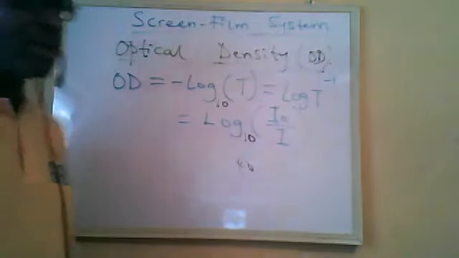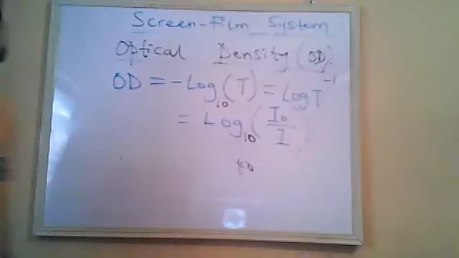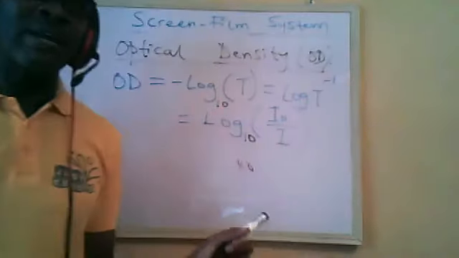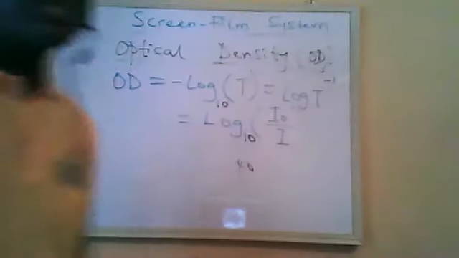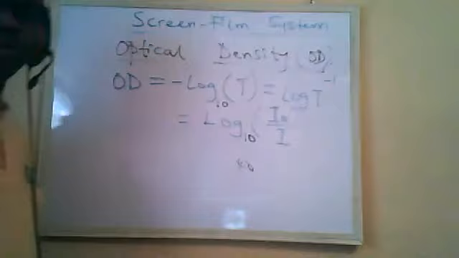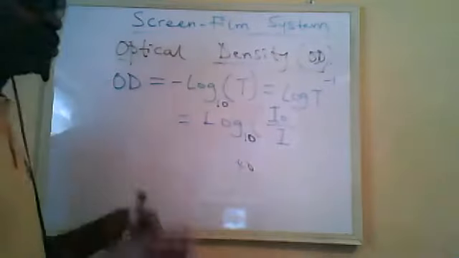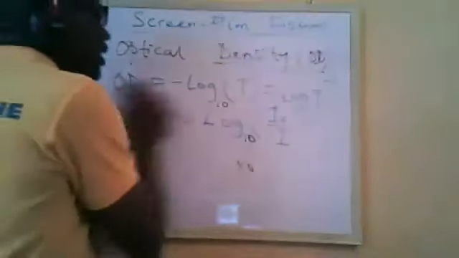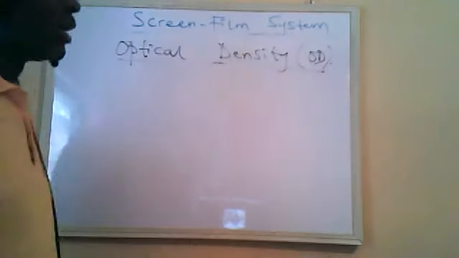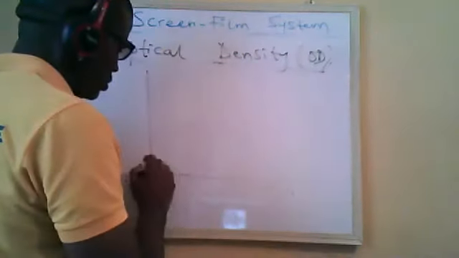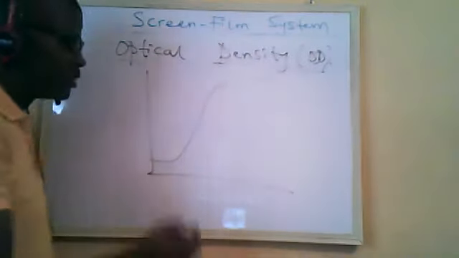You continue doing that, and you're going to have a graph at the end of the day, which is a characteristic of that film pack. From there, you can judge so many things. Maybe for this particular film, these are the range of exposures we should have in order to have a very good radiograph for every patient. By the end of the day, you're going to have a shape which we all know, a sigmoid shape.